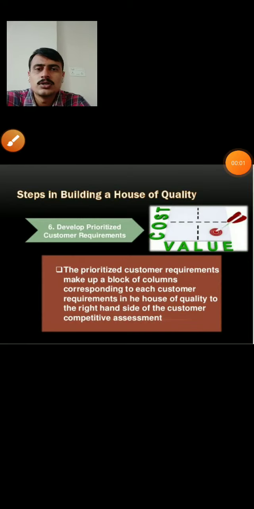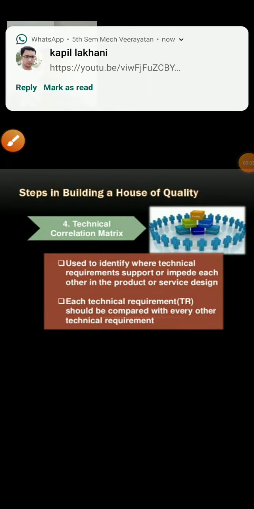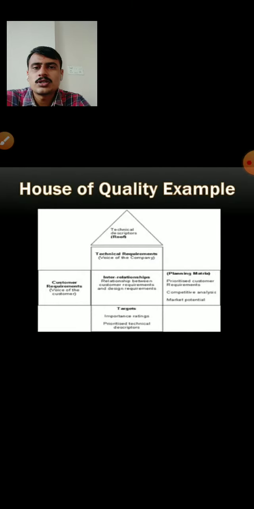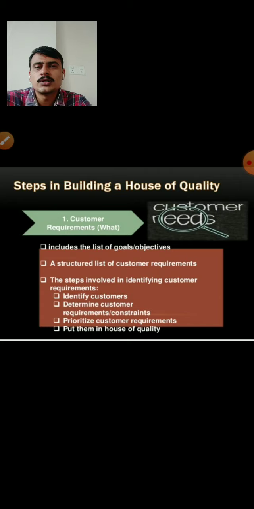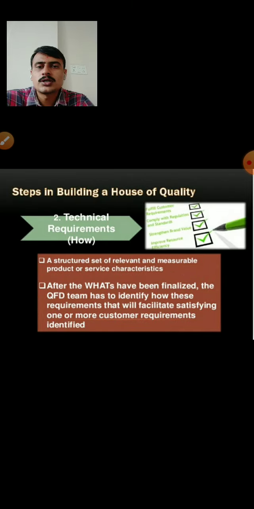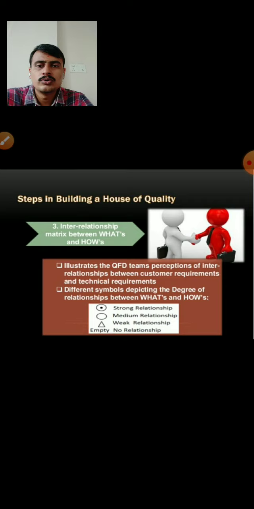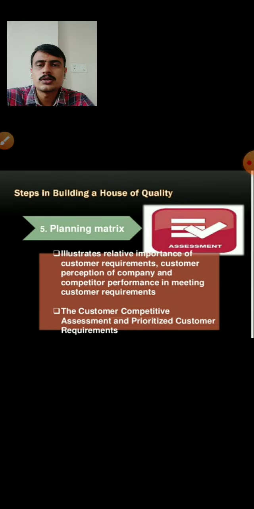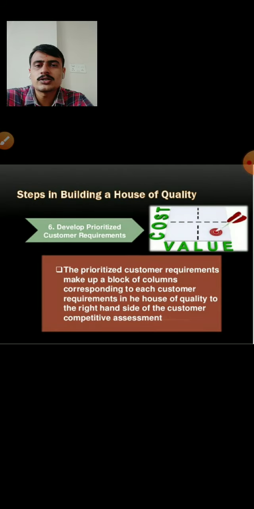Good morning, students. Yesterday we saw the quality function deployment house. That means 6 points of the quality house example. First, customer requirement, that means what. Second, technical requirements, how. Third, interrelationship between what and how in the house. Fourth, technical correlation matrix. Fifth, planning matrix, and last, prioritization of customer requirement.